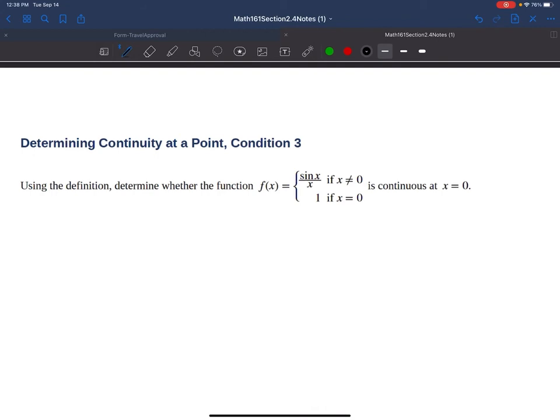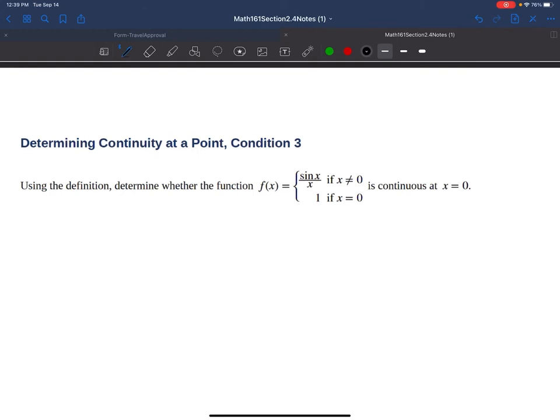So basically this function is defined to be a horizontal line everywhere. It's not a horizontal line, sorry. This function is defined to be sine x over x when x is non-zero, and it's defined to be 1 if x is 0. So we're trying to find out if there's a jump here or what's going on.